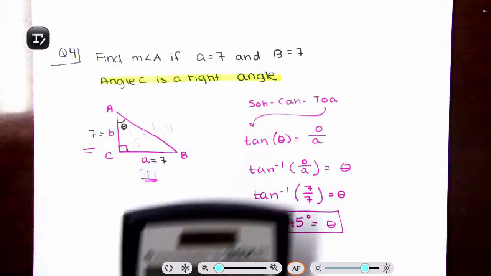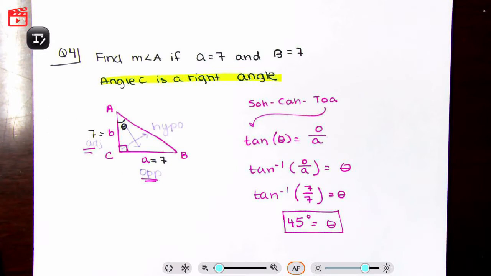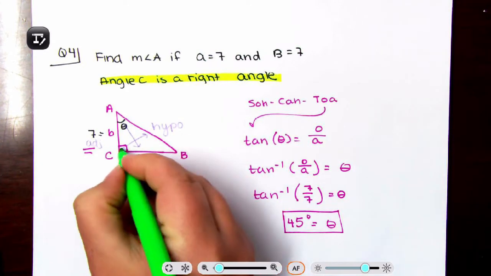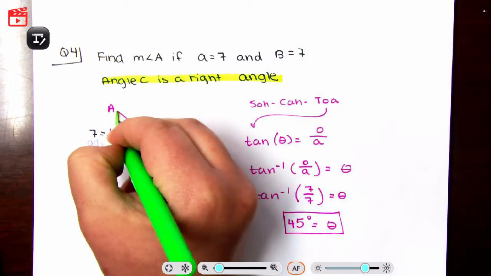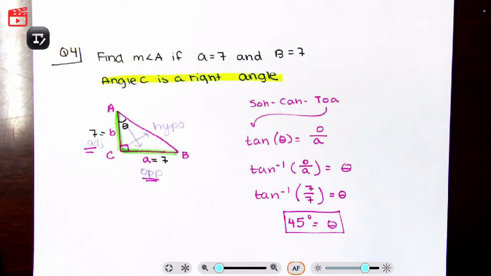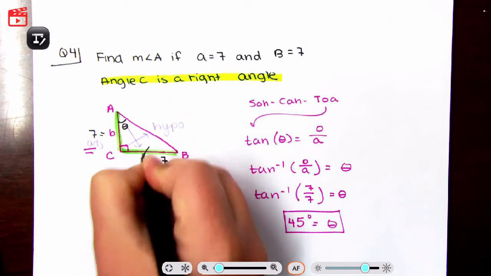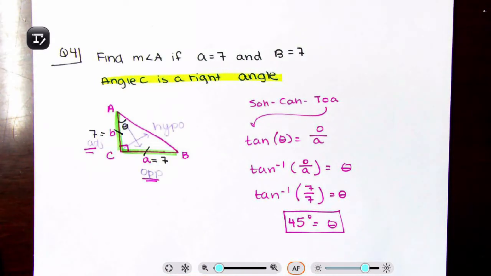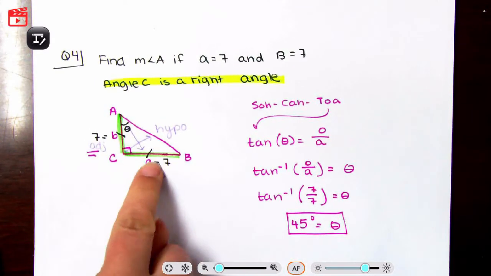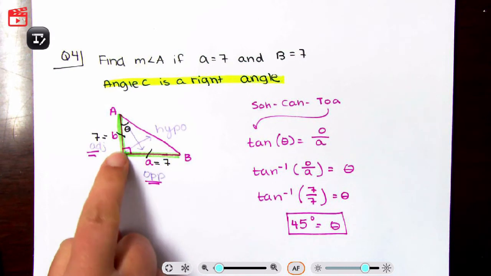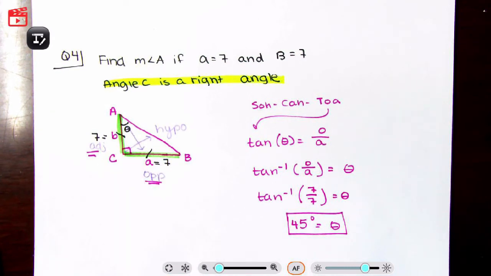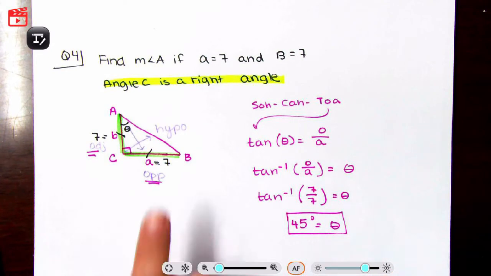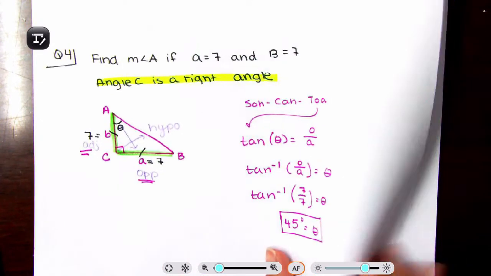Now in this case, you did not have to use the inverse function if you notice that this side length is 7 and that this side length is also 7. That means these side lengths are congruent. And if you have two congruent segments and a 90 degrees inside that triangle, the only option you have is an isosceles triangle, which is the 45, 45, 90 triangle. But if you didn't notice that, that's fine. You can always use the inverse.